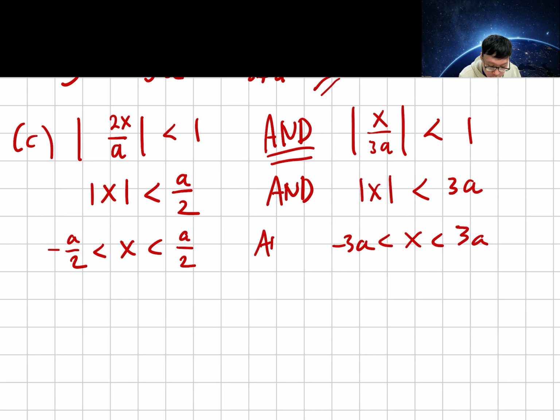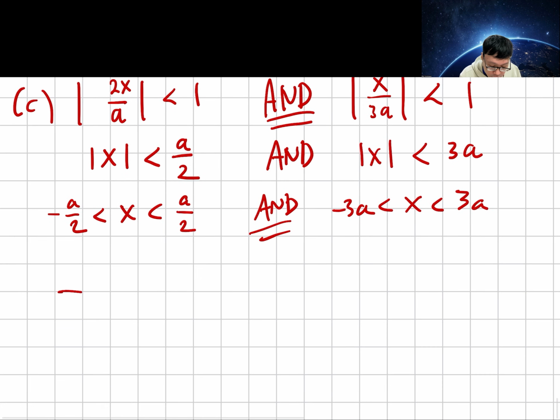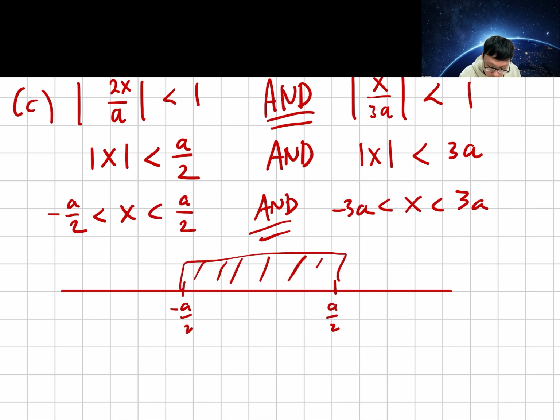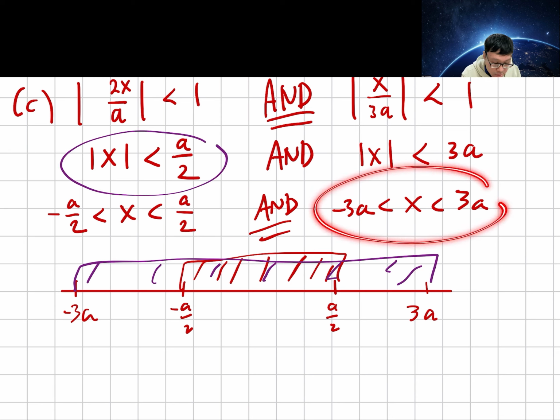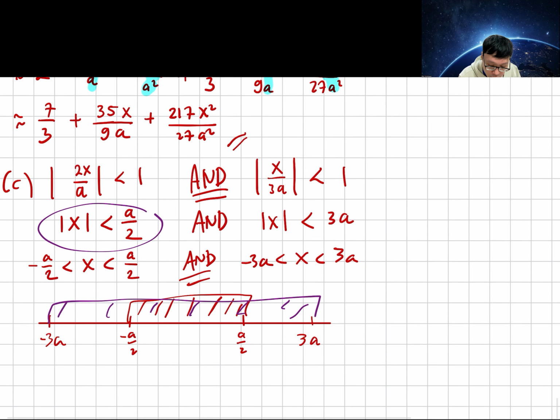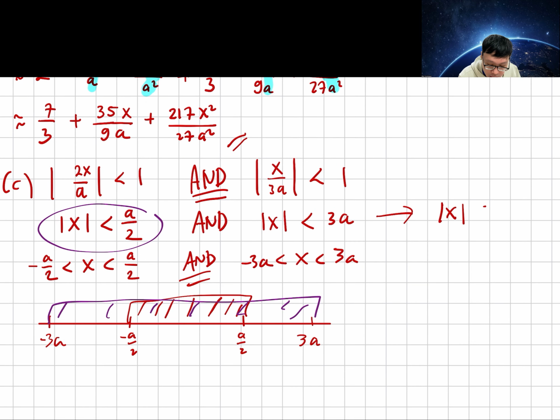And you have to use 'and'. So when we intersect, we know that a is a positive constant and 3a is bigger than a over 2. So this is the region from minus a over 2 to a over 2. But 3a and minus 3a is bigger than that, so the intersection will be only this one, which is inside this one. So that means the final answer, only one, which is modulus of x has to be less than a over 2. So that's the general binomial theorem. I hope you like this video and see you in the next video. Thank you.